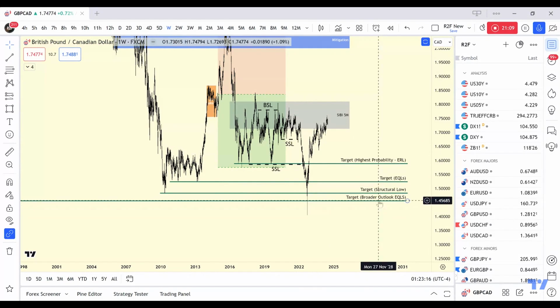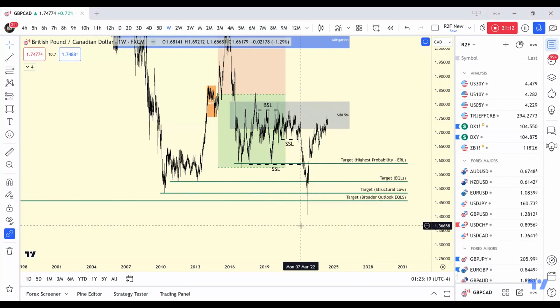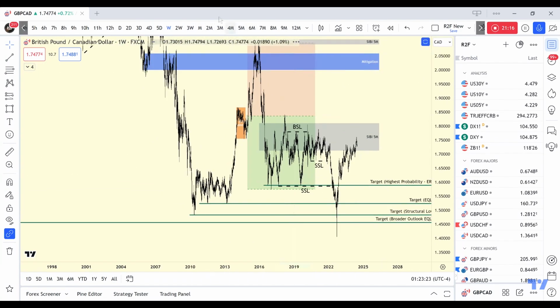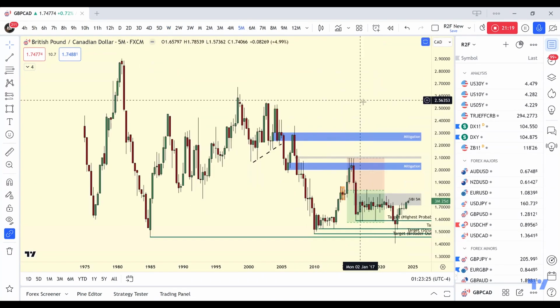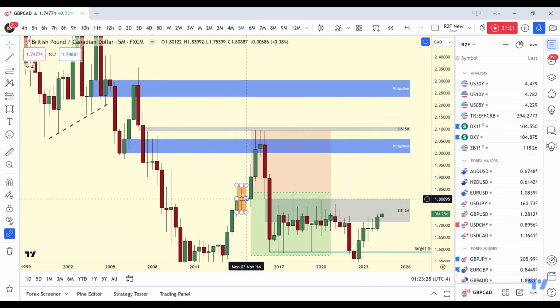Yeah, for a broader outlook, one could even target more if there were other higher time frame PD arrays to the left. Okay, likewise, go back to the 5-month. We see the breaker here.